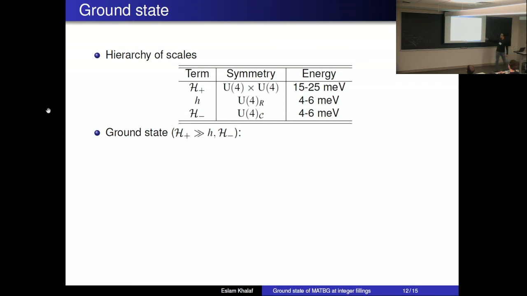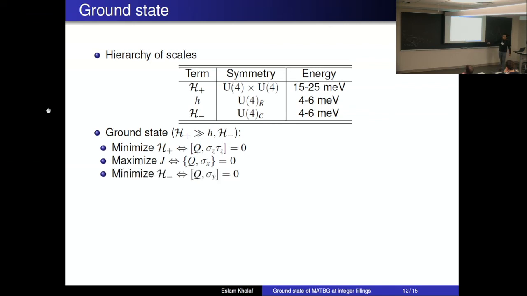Then, if we assume the limit that H plus is much larger than H zero and H minus, in this limit we can make a precise statement about the ground state. Simply that we want to minimize H plus by enforcing this order parameter matrix to commute with sigma z tau z. If we want to maximize the effect of the antiferromagnetic coupling coming from the dispersion, we want the order parameter to anti-commute with sigma x. And if we want to minimize the effect of the remaining part of the interaction, we want the order parameter to commute with sigma y.